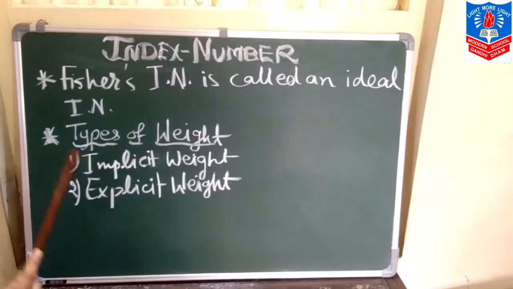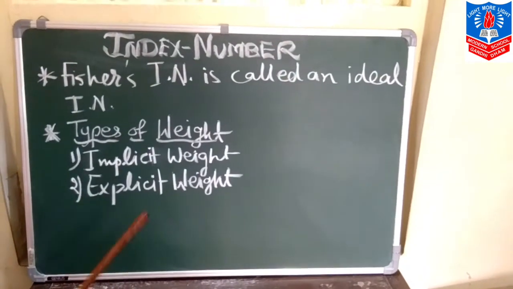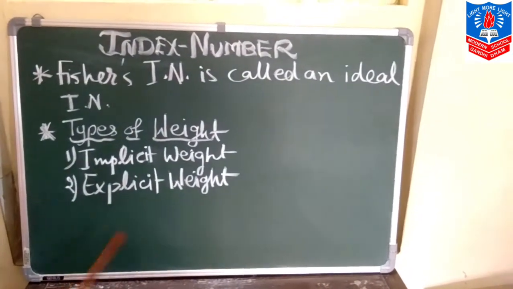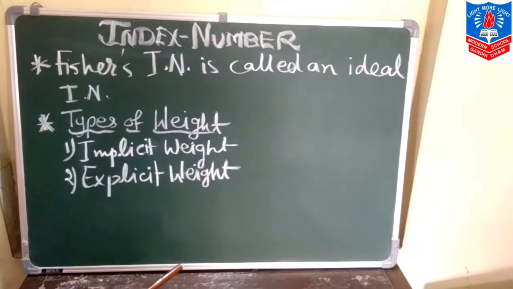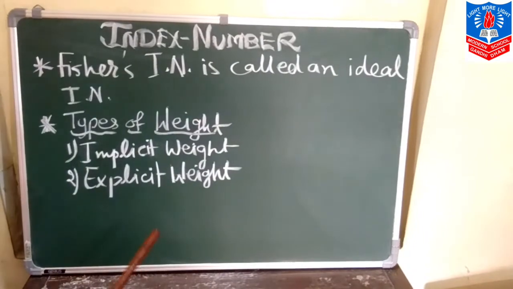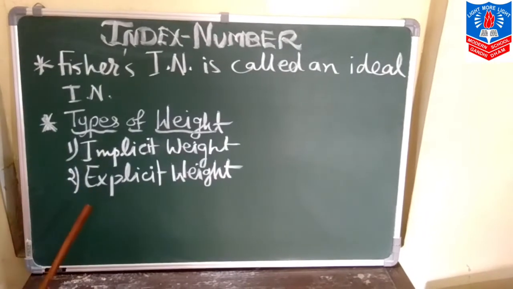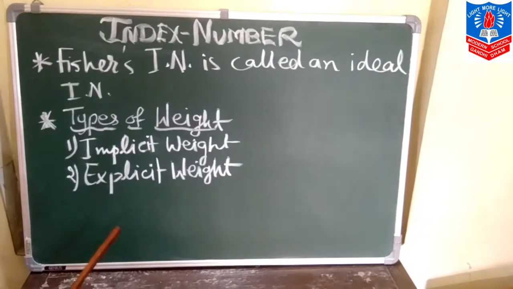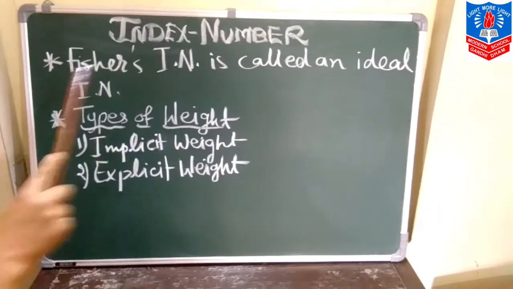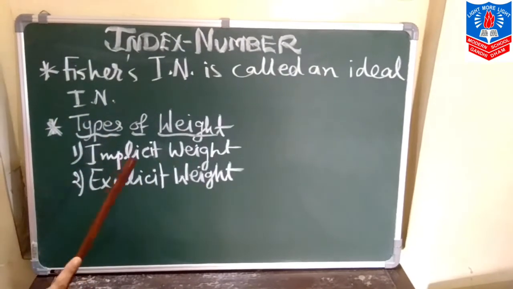Number two, this index number satisfies both the important fundamental tests of index number, that is the time reversal and factor reversal tests. What are time reversal and factor reversal? That you will do in college, not now. Just now simply remember that both the tests can be satisfied with this. Number three, the geometric mean is used to calculate this index number, which is the best average for the construction of index numbers. We find the root, so the geometric mean. Because of that reason, Fisher's index number is an ideal index number.